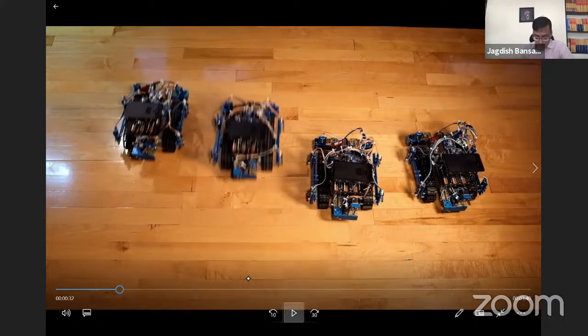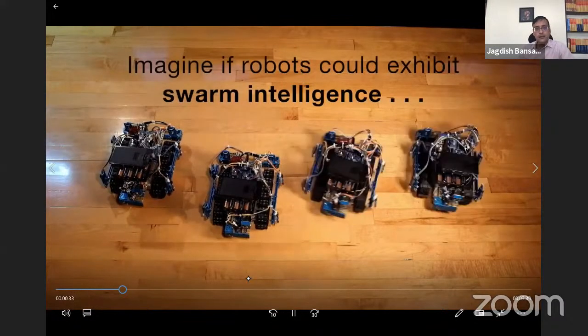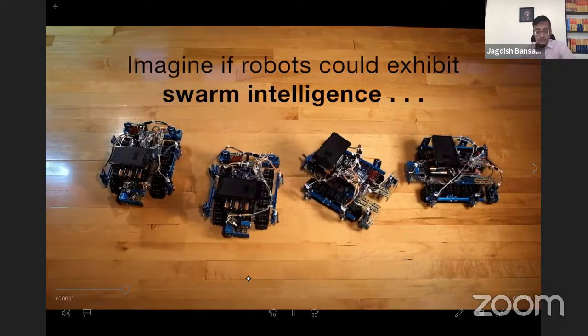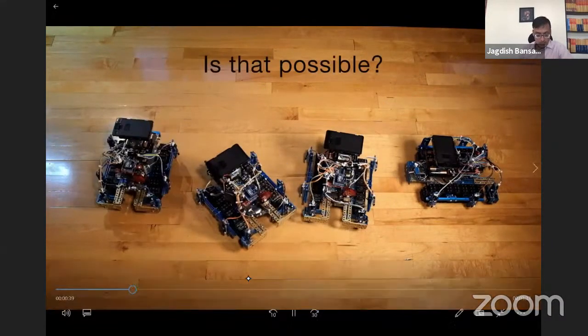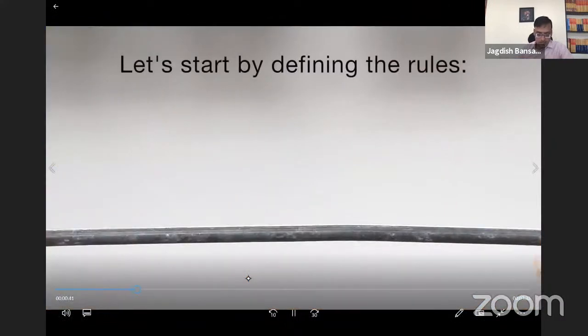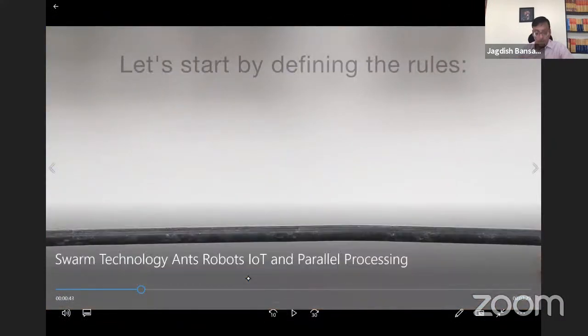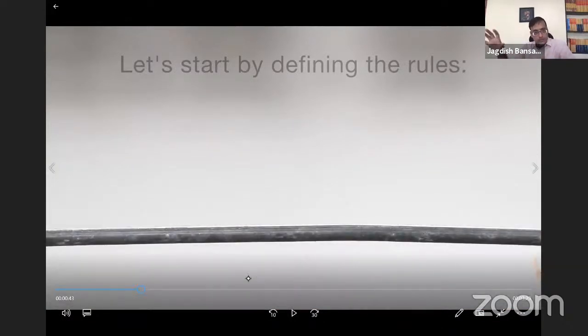You can see here that this ant intelligence is simulated for the robots. You can see the 4 robots are there. Let's start defining by rules. Whenever you simulate this natural phenomena in machines, of course you need to define certain rules, that what rules the ants are following, and the same rules we need to insert into the machines. So let's start defining the rules.